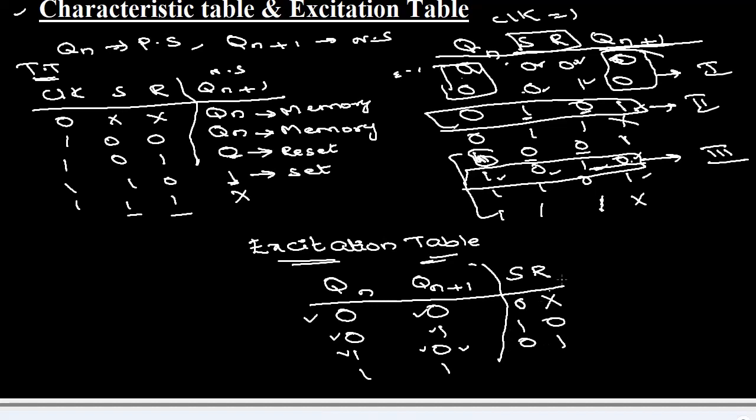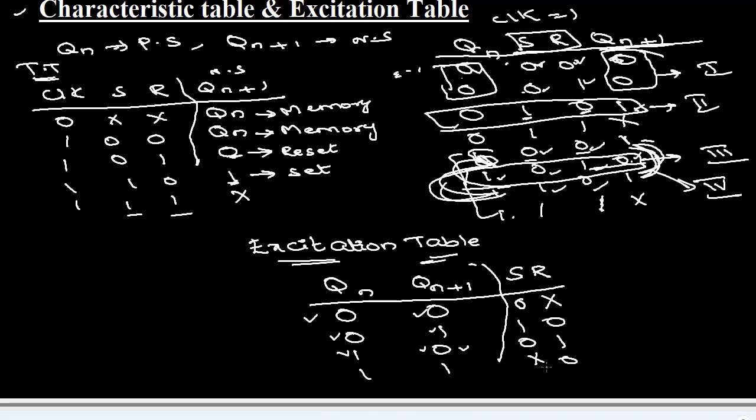Now of the four conditions where Qn is 1, only two cases have Qn plus 1 as 1. This is the fourth condition. Now observe the values: S value is changing from 0 to 1, so I indicate S as don't care, and R value is a fixed value, that is 0. This is the characteristic table and excitation table.